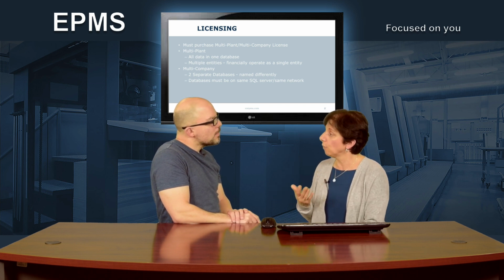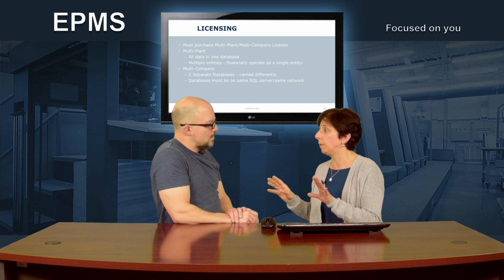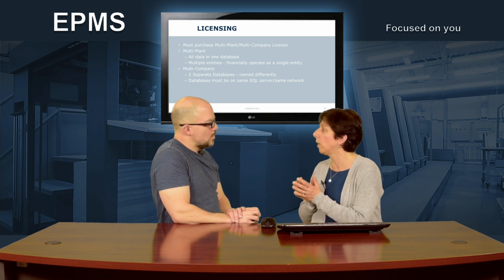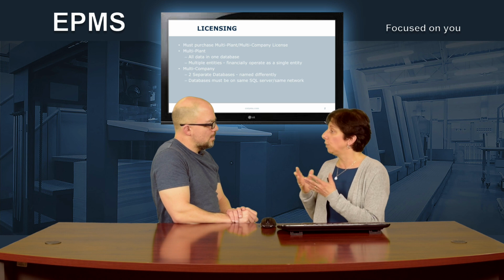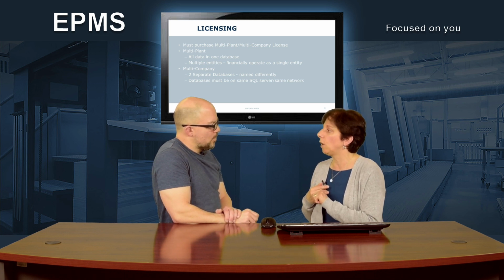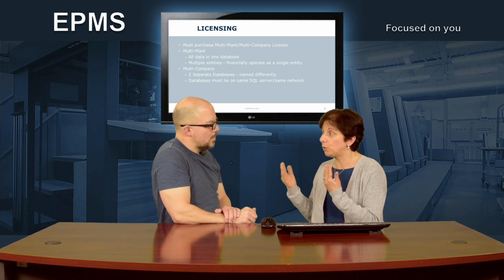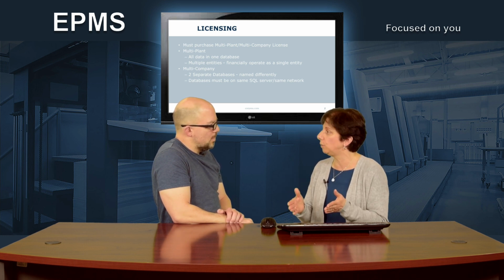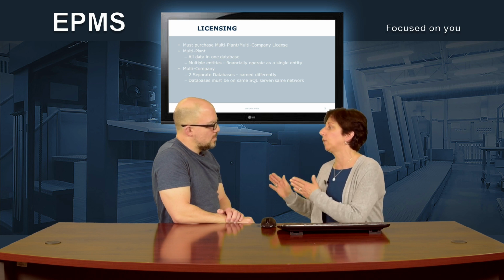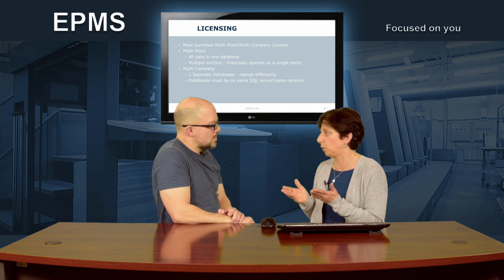Sure. The other option is multi-company, where you're actually running two separate entities that you never want to roll together. You could do that with the same license. However, the companies both have to exist on the same SQL server on the same network. But you set them up as two separate databases. So you'll have an Enterprise 32 database, and then another database for the other company. Everything is kept completely separate. There's no interaction between the two.